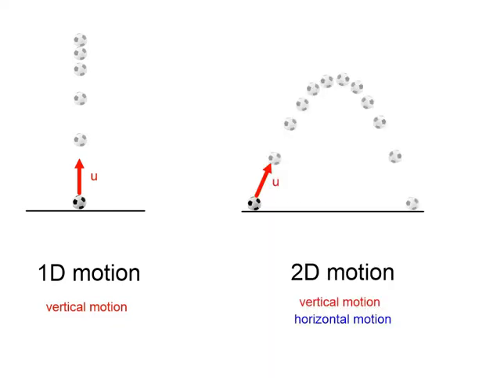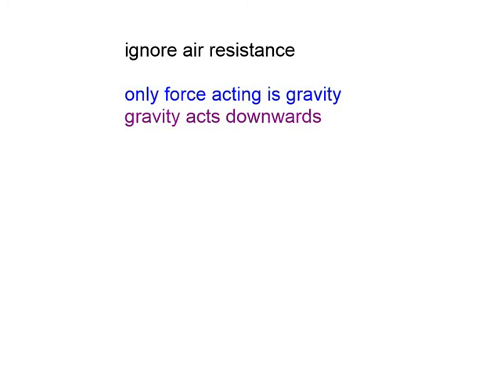Here we have two-dimensional motion. We have both horizontal and vertical components. We ignore air resistance, and the only force acting is gravity, and it acts vertically downwards.